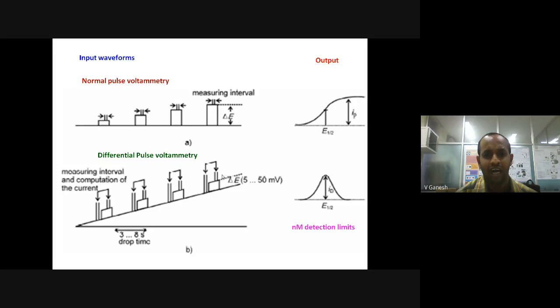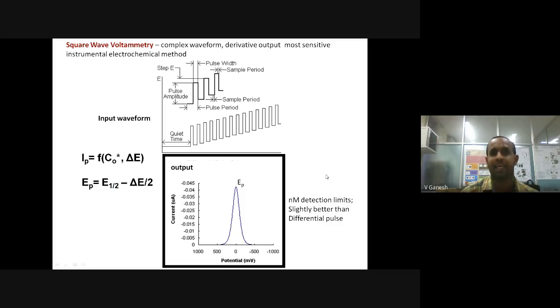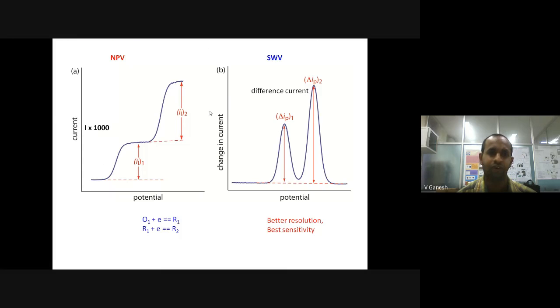Depending upon the input signal, you would get the corresponding output. For example, in the case of differential pulse voltammetry, you apply a pulse over a fixed linear ramp. Compared to normal pulse, differential pulse voltammetry gives you a sharp, peak-shaped voltammogram as output, so that you can clearly get the peak current, the maximum current due to the electron transfer reaction. Similarly, instead of differential pulse, one can apply square wave, etc.